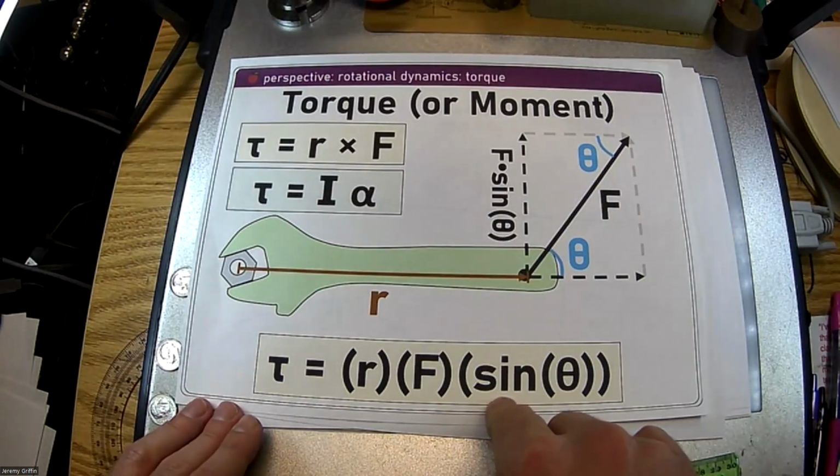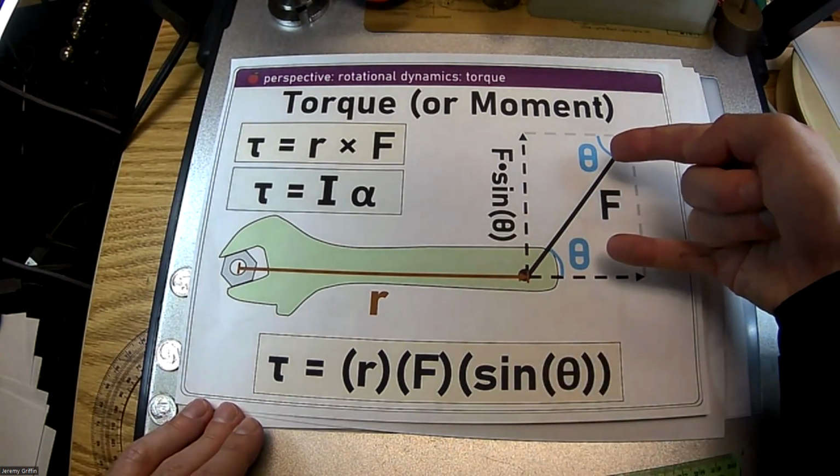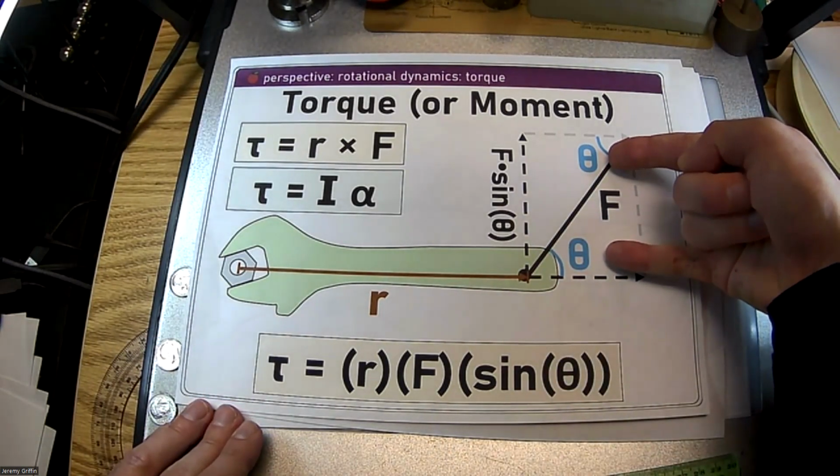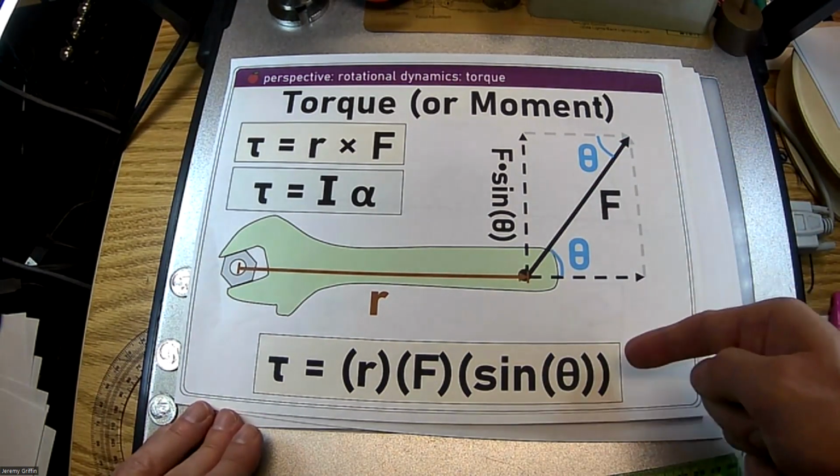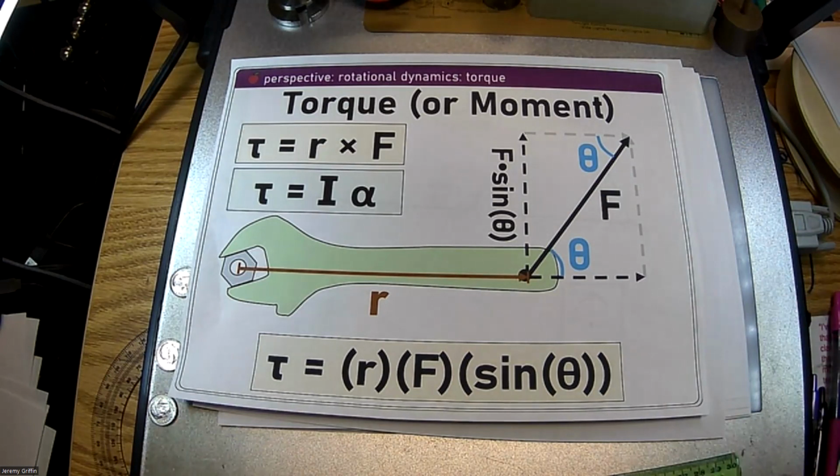Sometimes it's written this way, r F sine theta. Now you have to be careful. Make sure if you apply this formula, you're given the theta that aligns with this picture's theta, right? If you're given the other angle, then this turns from sine into cosine, right? Okay. You guys know that?